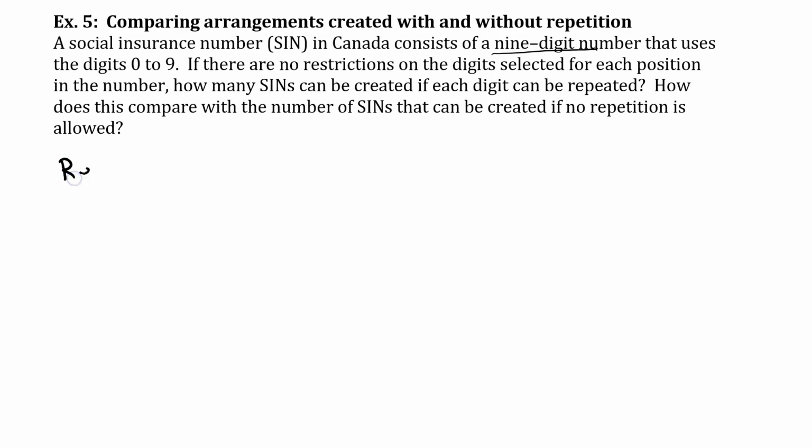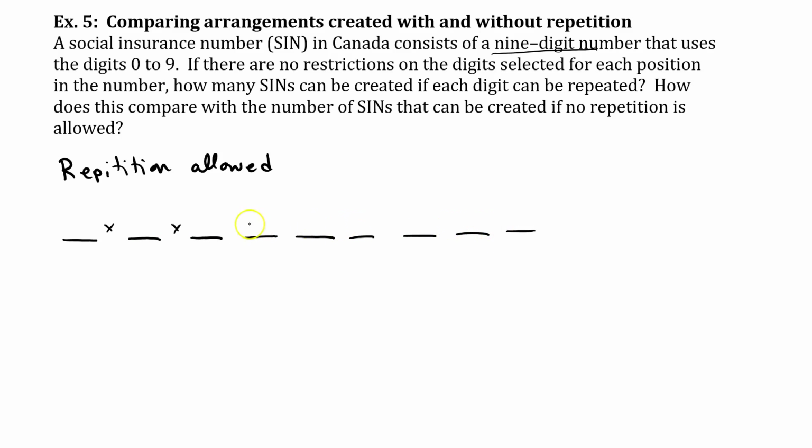So first, let's consider repetition. We would say that there are 9 digits. And so with repetition being allowed, there are 10 digits available for the first number, and the second number, and the third number, and the fourth number, and the fifth number, and the sixth number, and the seventh number, and the 8th number, and the 9th number. So when we multiply all these things together, it is 1 with 9 zeros after. That is 1 billion. Woo! So that means that 1 billion SIN numbers could be created.